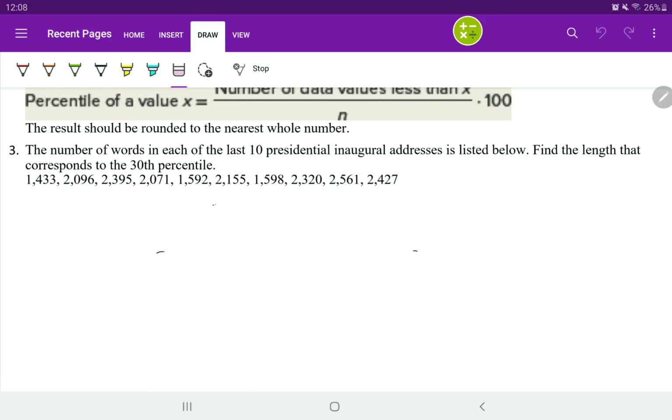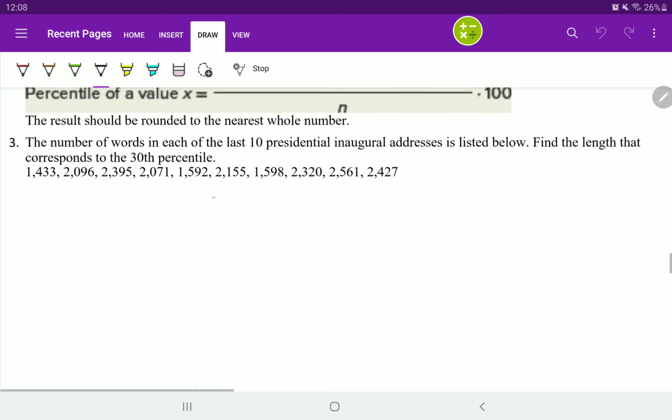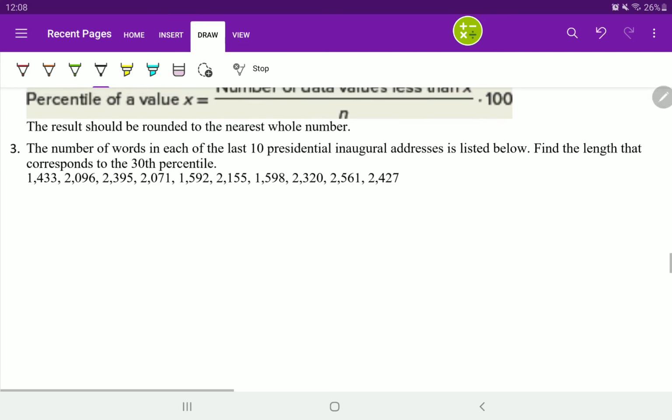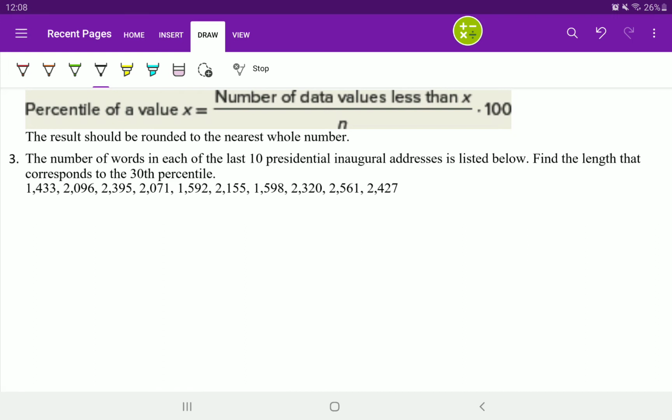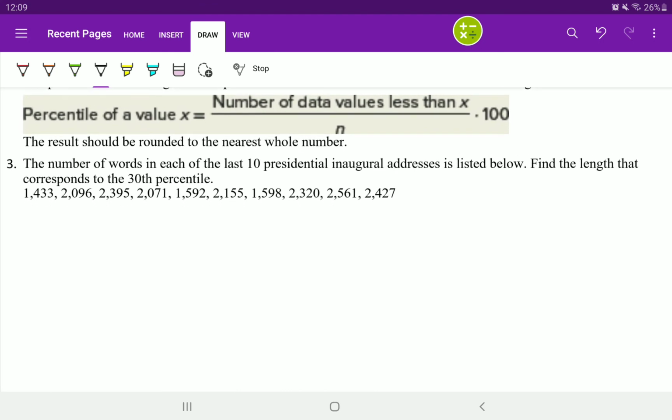So it says here that the result should be rounded to the nearest whole number as well. The number of words in each of the last presidential inaugural addresses is listed below. Find the length that corresponds to the 30th percentile.